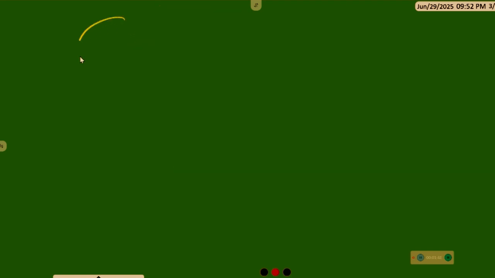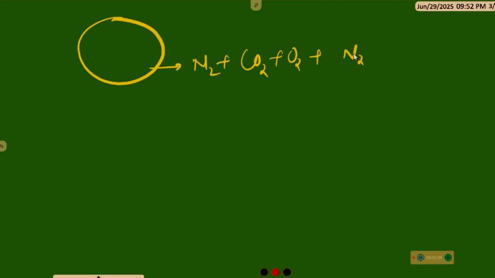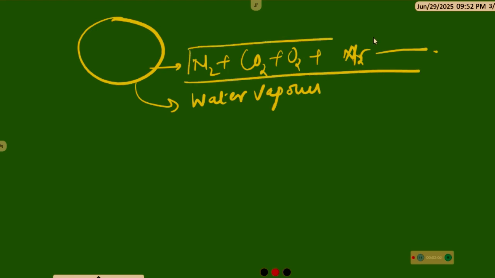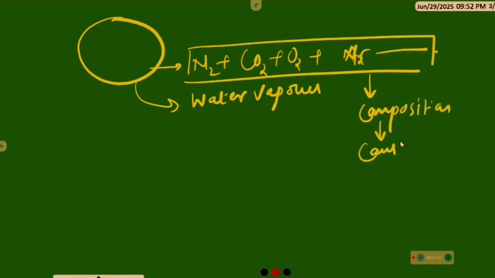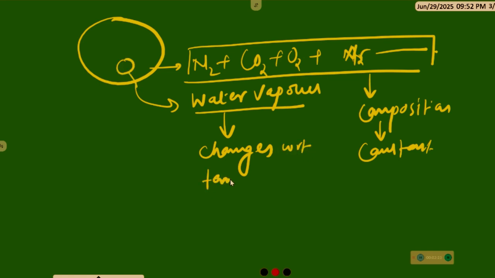So, as we know, air is a mixture of various gases. For example, nitrogen plus carbon dioxide plus oxygen plus argon and other gases. Plus, it also consists of water vapor. But in any air, the composition of these gases remains constant, whereas the composition of water vapor changes with respect to temperature.